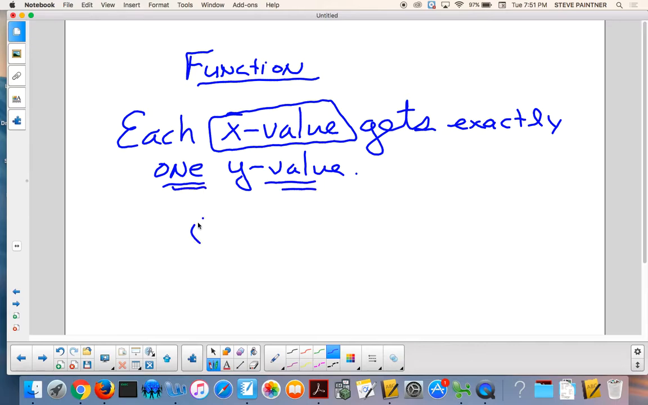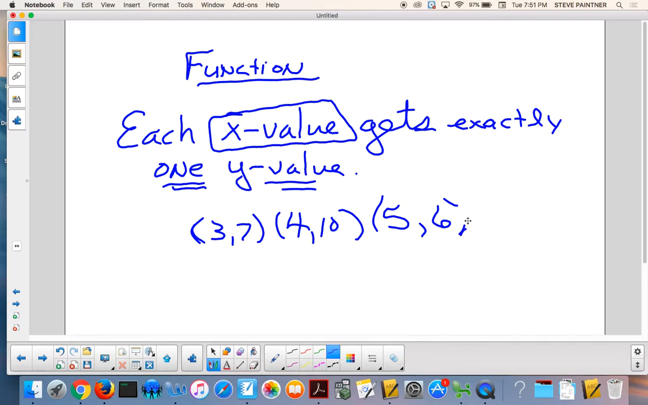So if I go like this, 3, 7, 4, 10, 5, 6, then you're going to be asked, is this a function? Well, then you look and you say, did 3 get one answer? Exactly one y value. And it did. Did 4 get one? Yes. Did 5 get one answer? Yes. Every time an x value gets one y, it's going to be a function. So this is yes, it's a function.